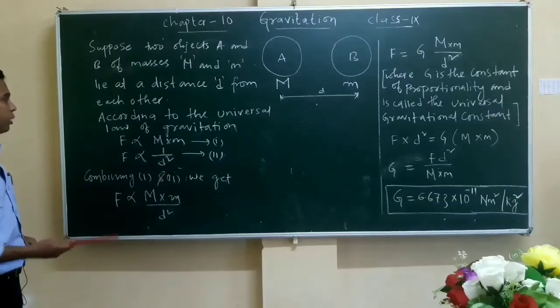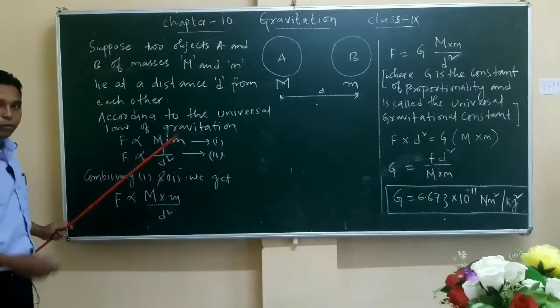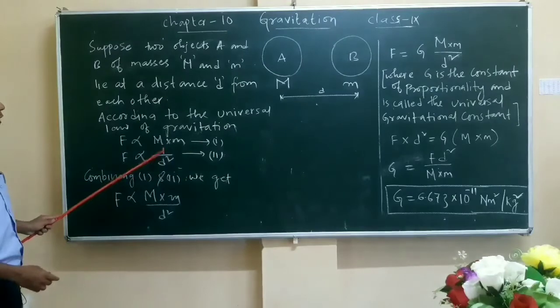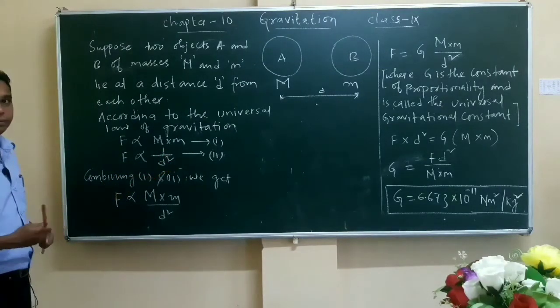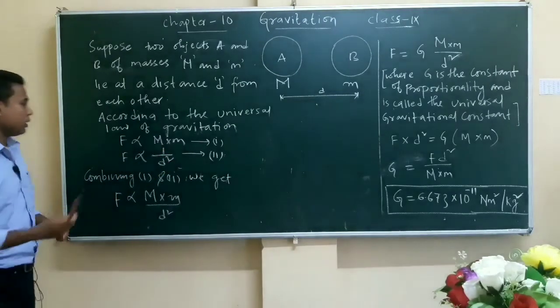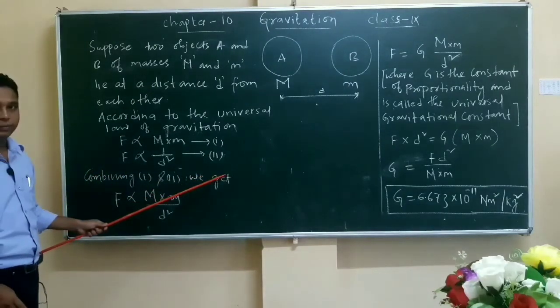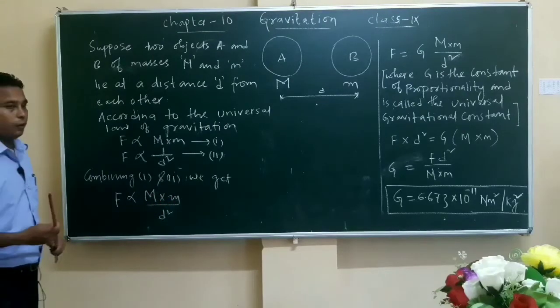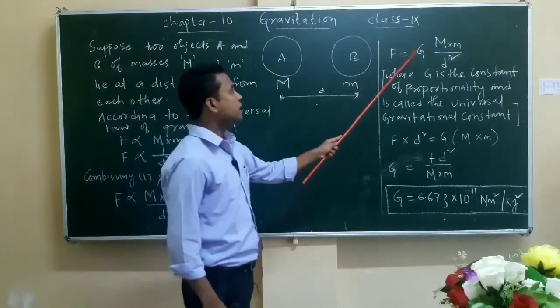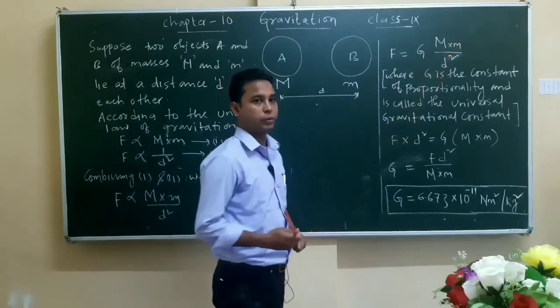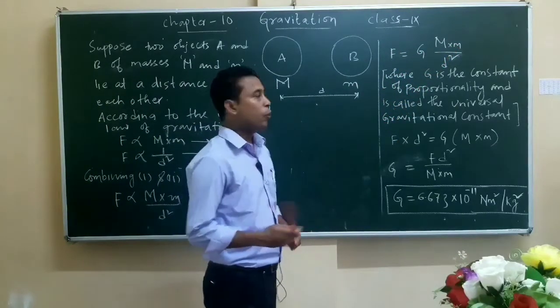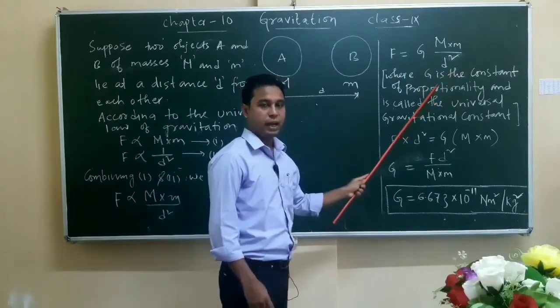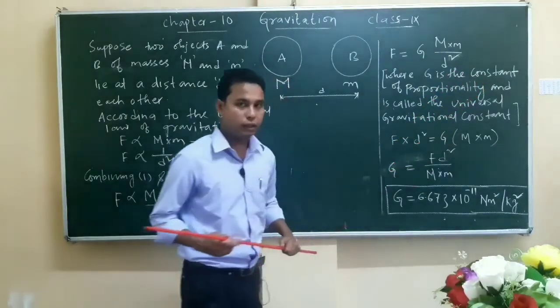Force is directly proportional to the product of their masses and inversely proportional to the square of the distance, that is 1 by d square. So combining 1 and 2 we get force is proportional to M into m by d square. Now, F is equal to G M into m by d square, where G is the constant of proportionality and is called the universal gravitational constant.